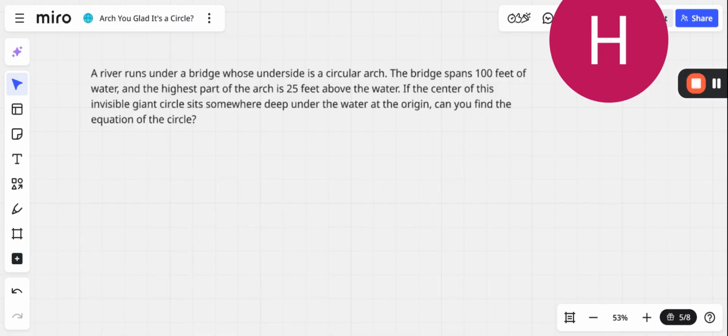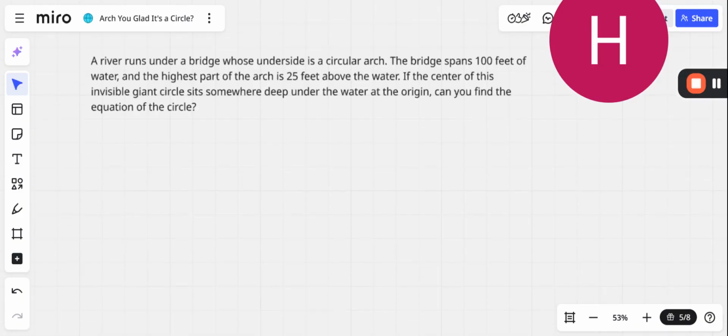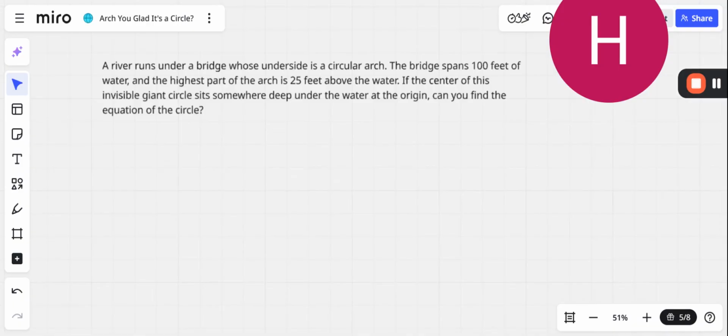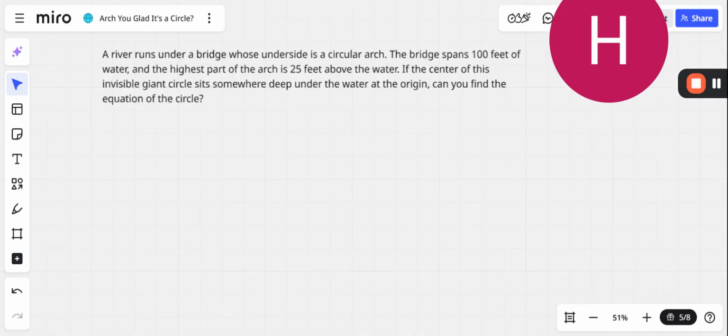Okay, so we have a river that's running under a bridge whose underside is a circular arch. That is the portion of a circle. The bridge spans 100 feet of water, and the highest part of the arch is 25 feet above the water. If the center of this invisible giant circle sits somewhere deep under the water at the origin, can you find the equation of the circle?